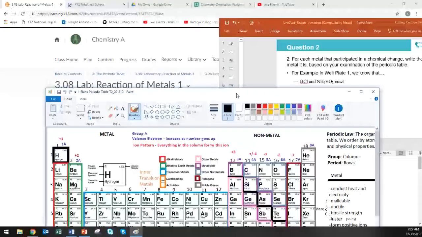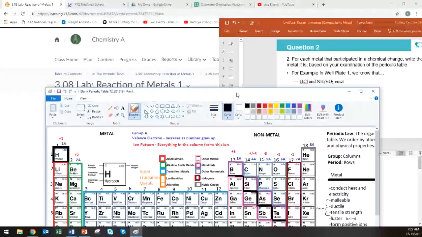Question 2 says for each metal that participates, identify what type of metal it is based on your examination of the periodic table. So we've got hydrochloric acid, ammonium vanadate reacting. All right, so how am I going to figure out what the metal is in there? It does tell me to use my periodic table, which is why I got that up here.